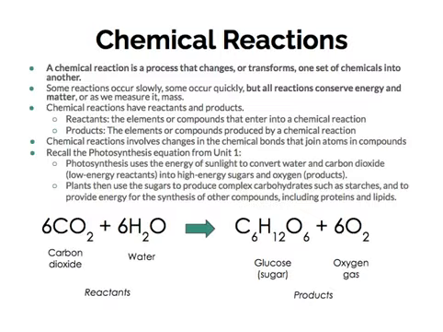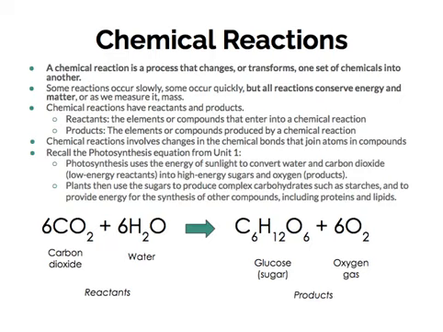So we've already seen a few chemical reactions in this course, but here's a quick review. A chemical reaction is a process that changes or transforms one set of chemicals into another. Some reactions occur slowly, some occur quickly, but all reactions conserve energy and matter, and we generally measure matter with mass. Chemical reactions have reactants and products. The reactants are the elements or compounds that enter into a chemical reaction, and the products are the elements or compounds produced by a chemical reaction.